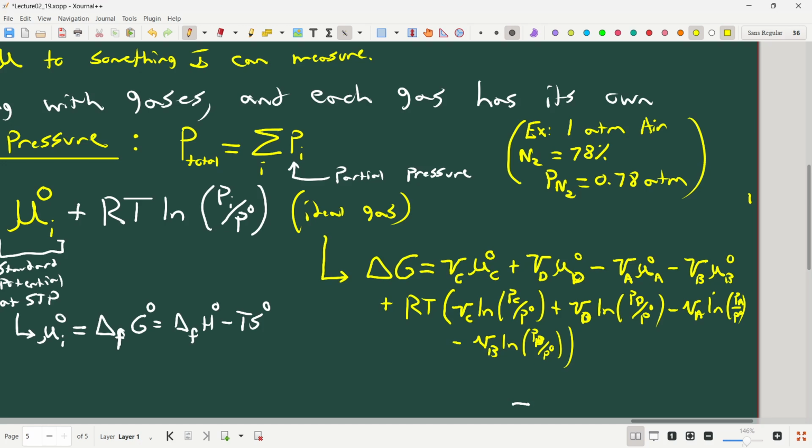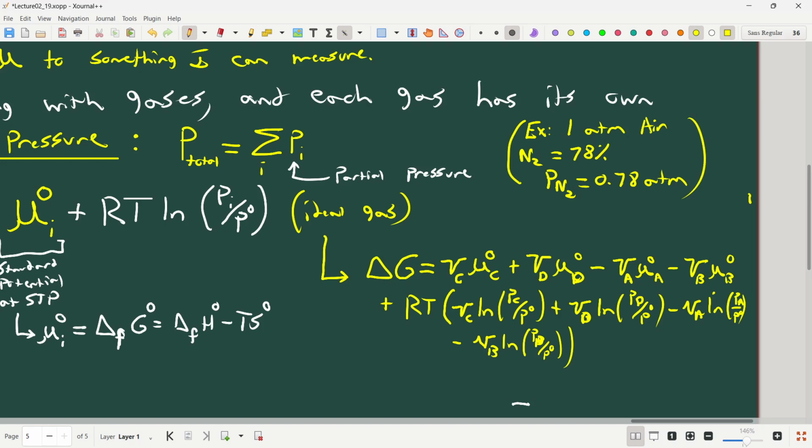All right, but we can simplify this, because we have a log times a number, so we can put this in as the exponent. So nu_C log P_C would be log of P_C to the nu_C power. And then we have a difference of logs. Remember that the sum of logs is the log of the product of the arguments, and the difference is the quotient. It's the opposite of the log rules you've been using. So we can combine all of these terms together.